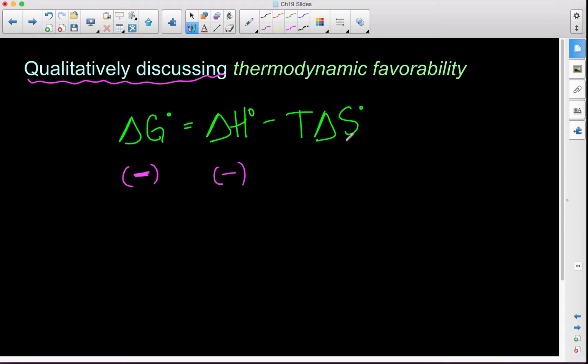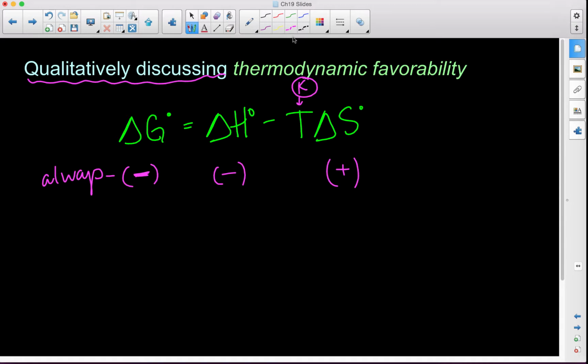We know that entropy is favorable if it is doing what? Right, increasing. Temperature is always going to be what kind of a value, by the way? Right, it's always going to be positive because this is always in Kelvin. So what that means is if my enthalpy term is favorable and my entropy term is favorable, then I am always going to have a negative delta G, meaning that my process is thermodynamically favorable at all temperatures.